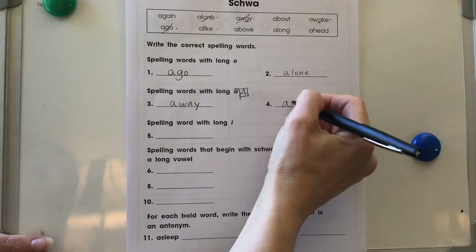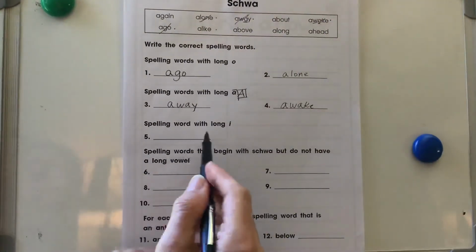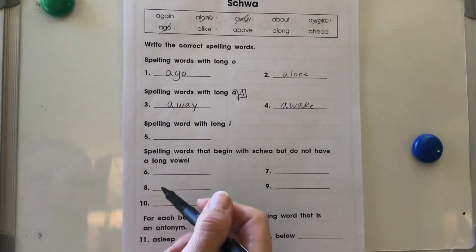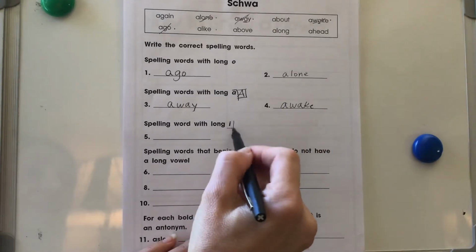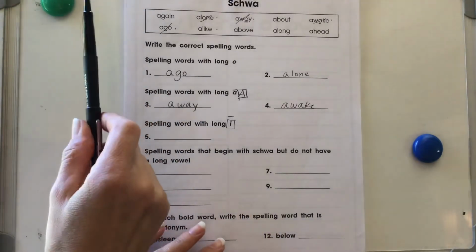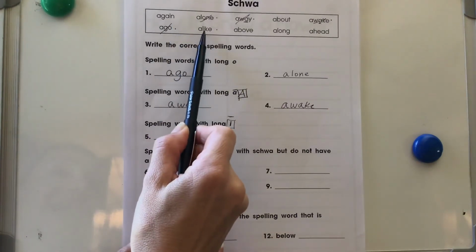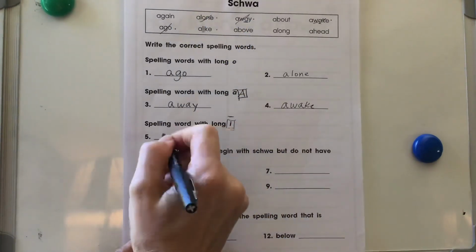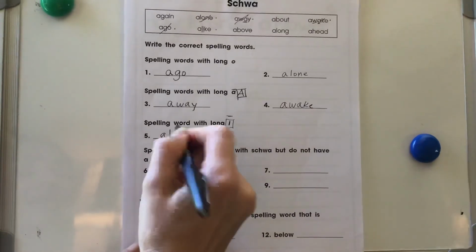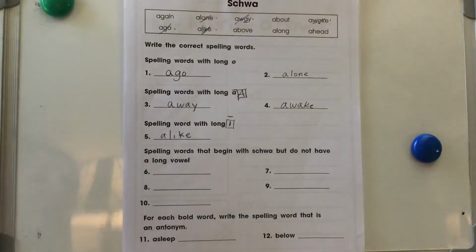Okay, so awake. All right, spelling word with a long I. It has to say the I sound, long I. Okay, so let's see. Again, nope, not long I. A lie, I, right there. Alike. That was a lot easier than I expected. Like, and again, cross it out after we use it. It makes it easier for us to remember what we need to cross out.